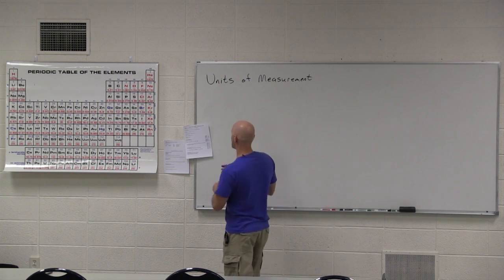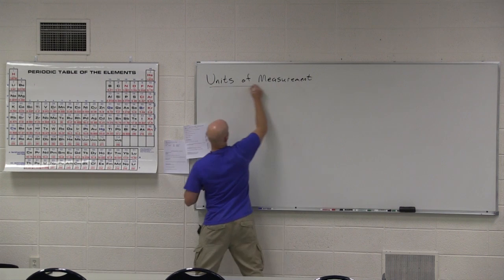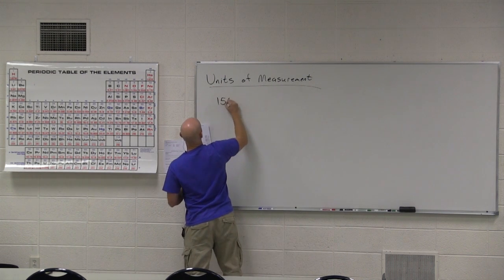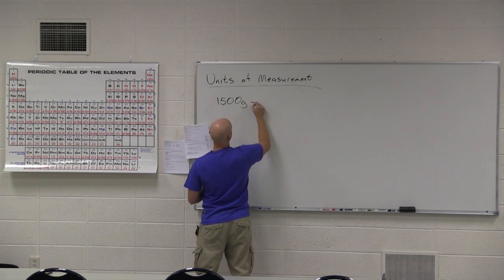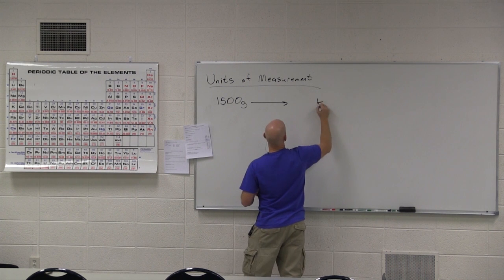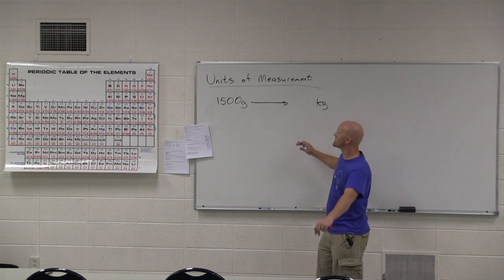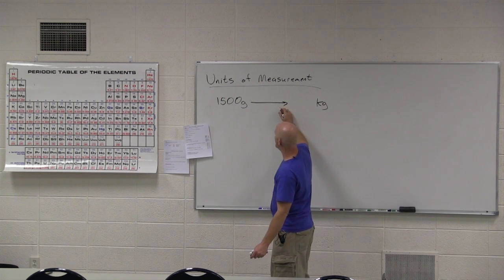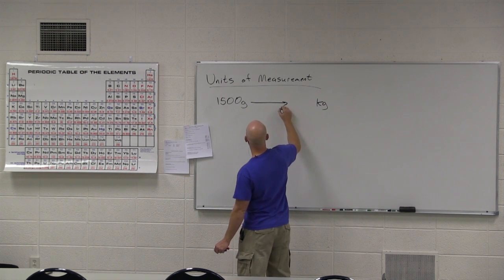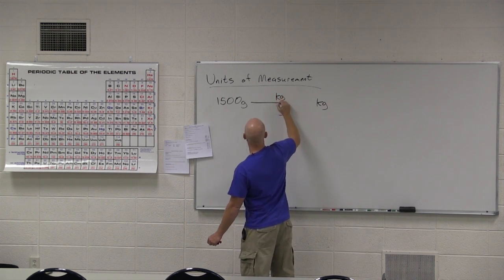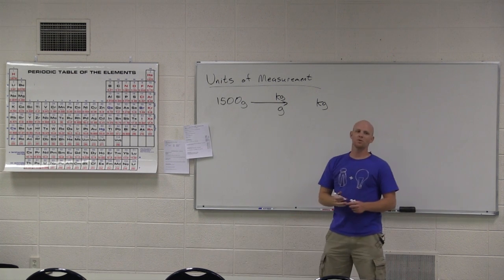Let's work out a few examples here. The first thing I want to do is convert 1,500 grams to kilograms. In this case, we're dealing exclusively with the metric system. What units will I need on the bottom of my conversion factor? Grams. And on the top? Kilograms.